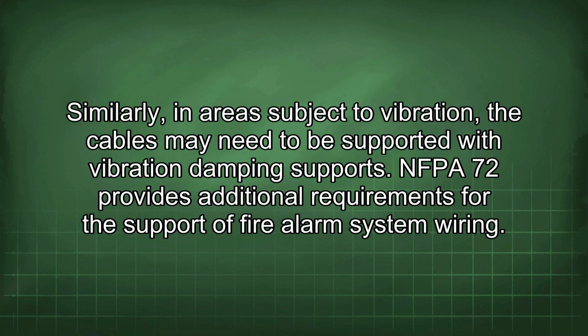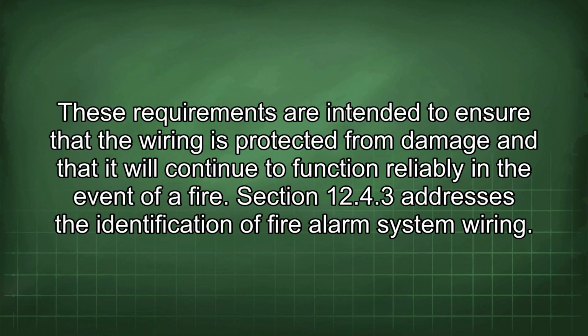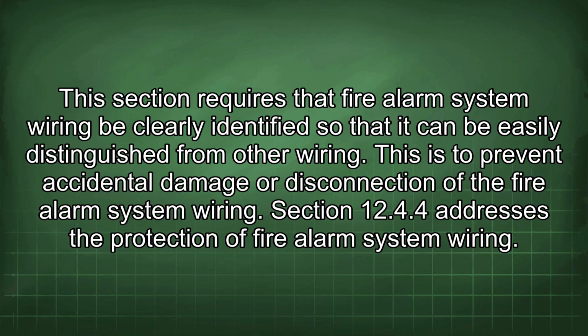NFPA 72 provides additional requirements for the support of fire alarm system wiring. These requirements are intended to ensure that the wiring is protected from damage and that it will continue to function reliably in the event of a fire. Section 12.43 addresses the identification of fire alarm system wiring. This section requires that fire alarm system wiring be clearly identified so that it can be easily distinguished from other wiring. This is to prevent accidental damage or disconnection of the fire alarm system wiring.